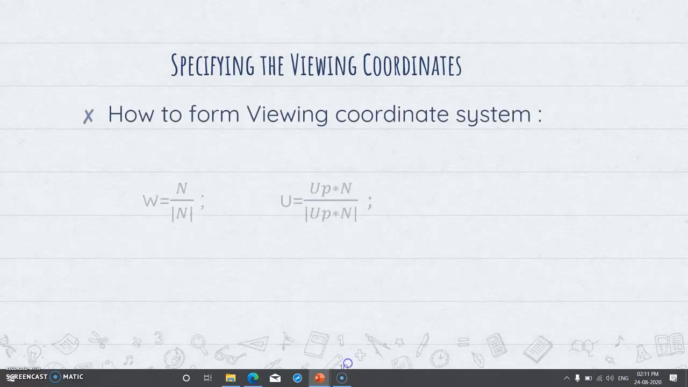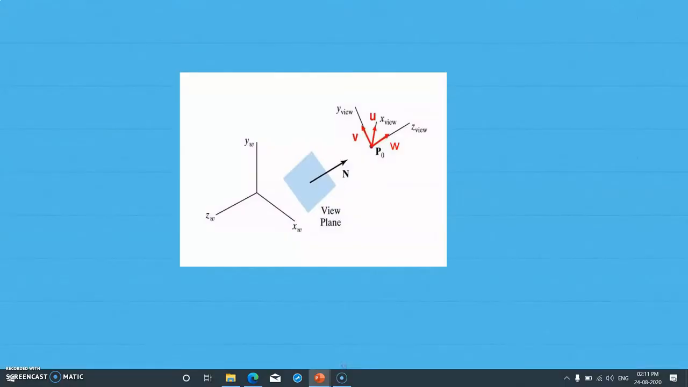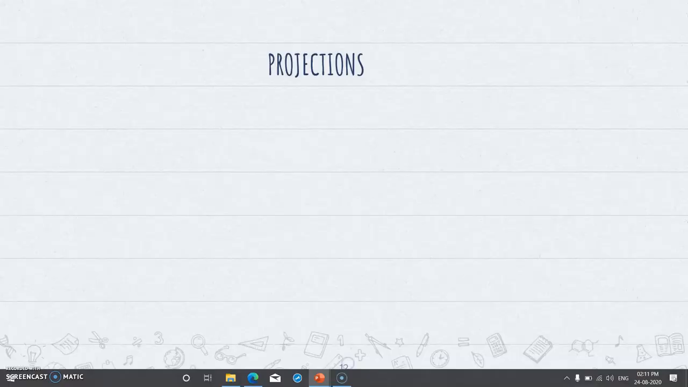How to form viewing coordinates? This is how we form the viewing coordinates: W is equal to the normal vector divided by the absolute value of the normal vector, U is equal to UP cross N divided by the absolute value of UP cross N, and V is equal to W cross U. So this is how it shows the VUW coordinates and the normal vector on the viewing plane.